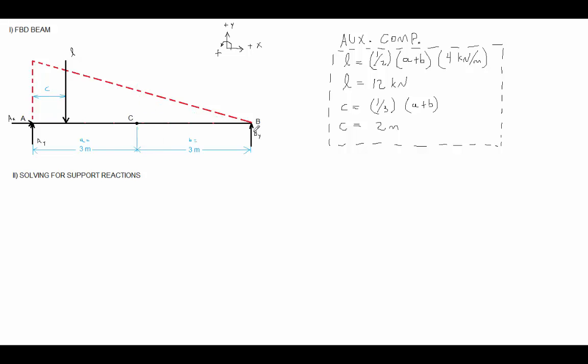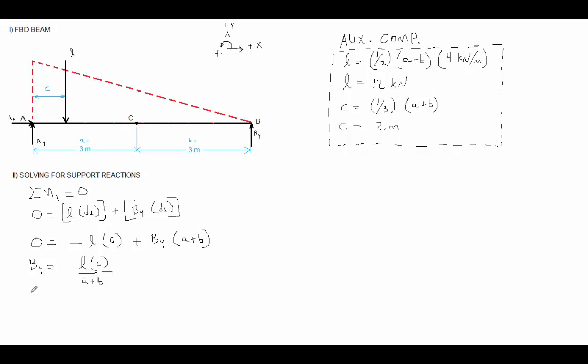In order to solve for By independently, I'm going to sum moments at A. That'll cancel out Ax and Ay and leave me with By as the only unknown. L is going to produce negative rotation around point A, and its perpendicular distance is C. By is going to produce positive rotation around point A, and its perpendicular distance is A plus B. Solving this equation for By yields this. Now we can plug the numbers in, and we'll find By equals 4 kilonewtons. We assumed correctly.